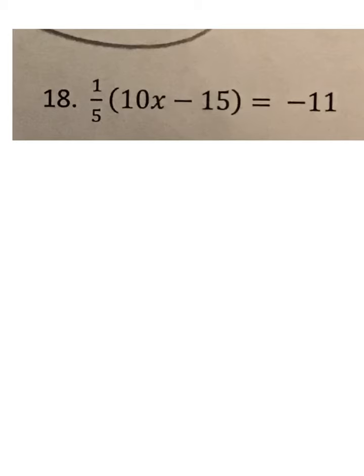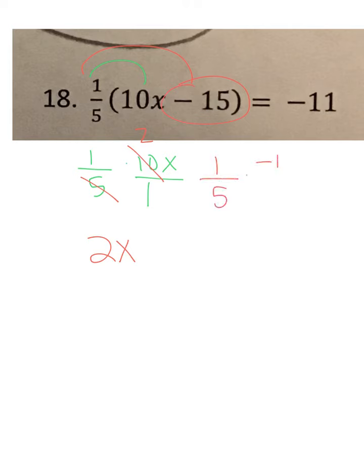Okay, problem 18. So we have to do the distributive property, but we have a fraction. So I need to take 1/5 times 10x. I put it over 1. I simplify the 5 and the 10 is twice. 1 times 2 is just 2x. Now I have to take 1/5 and multiply it times negative 15. So 1/5 times negative 15, I put the 15 over 1. 5 goes into 15 3 times. Don't forget this negative. So I have minus 3, and then equals negative 11.